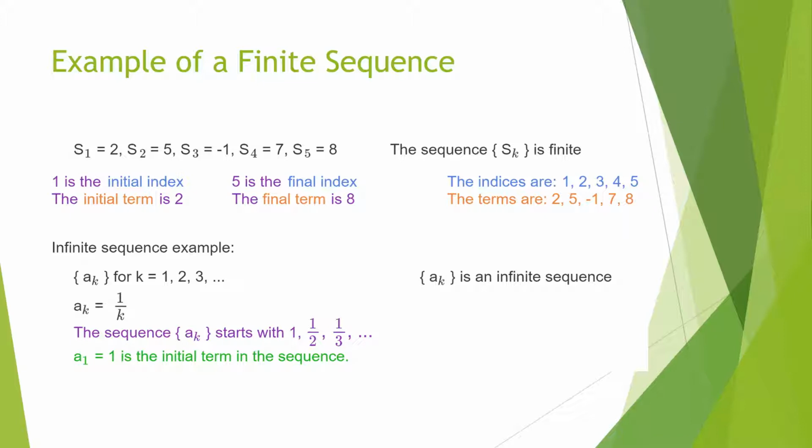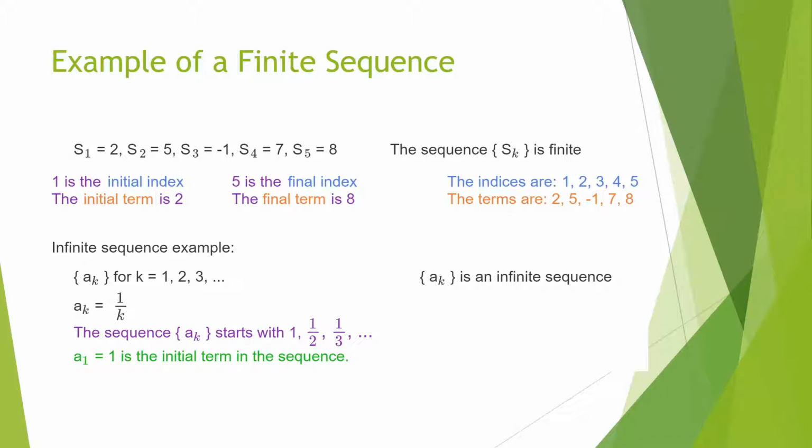So in this finite sequence, we call 1 the initial index, because 1 is the minimum value in the set of all indices, or in the domain. The initial term is equal to S1, which is 2. So the initial index is 1. The initial term is equal to S sub 1, which is 2. 5 is the final index because it's the greatest index in this example, and then the final term is 8, which is equal to S sub 5.